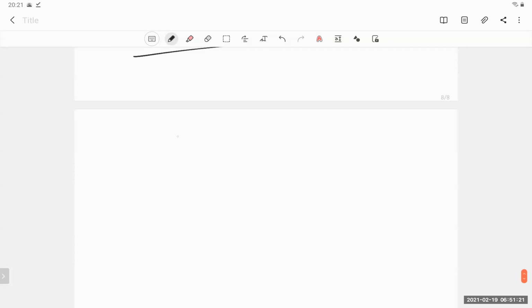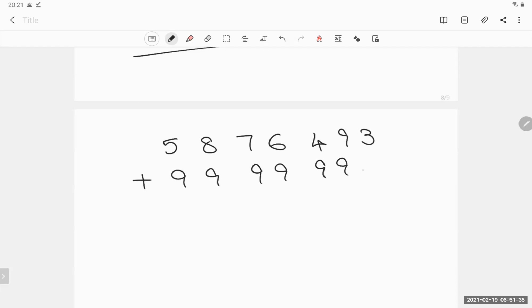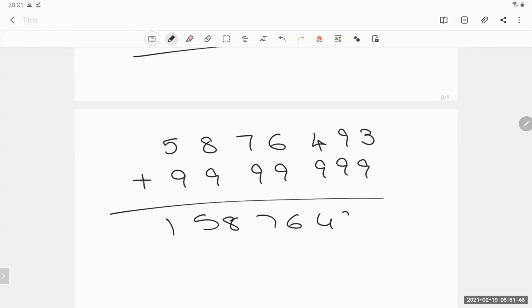Okay. Now this one. The last one before we complete the additions for today. So who is going to give me the answer? 1587649. Perfect. Is this correct? Anybody else? Is it correct or wrong? Yes, sir. Correct.